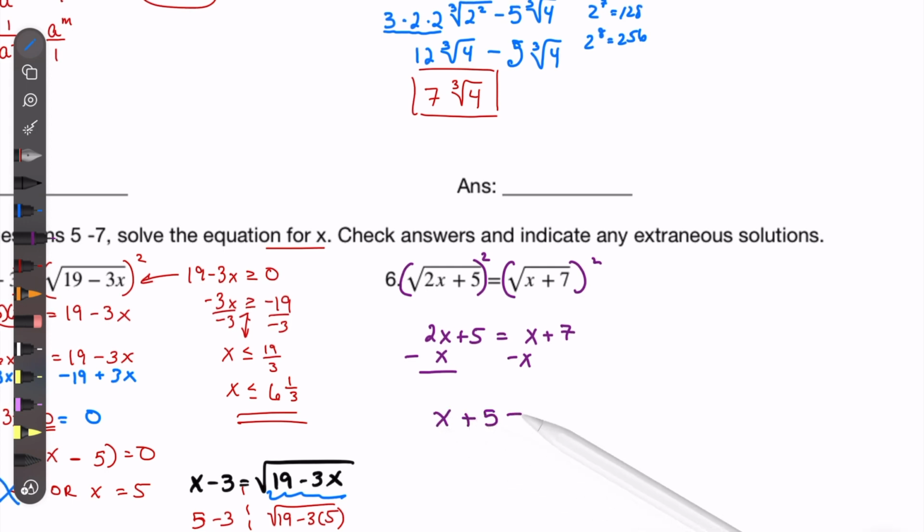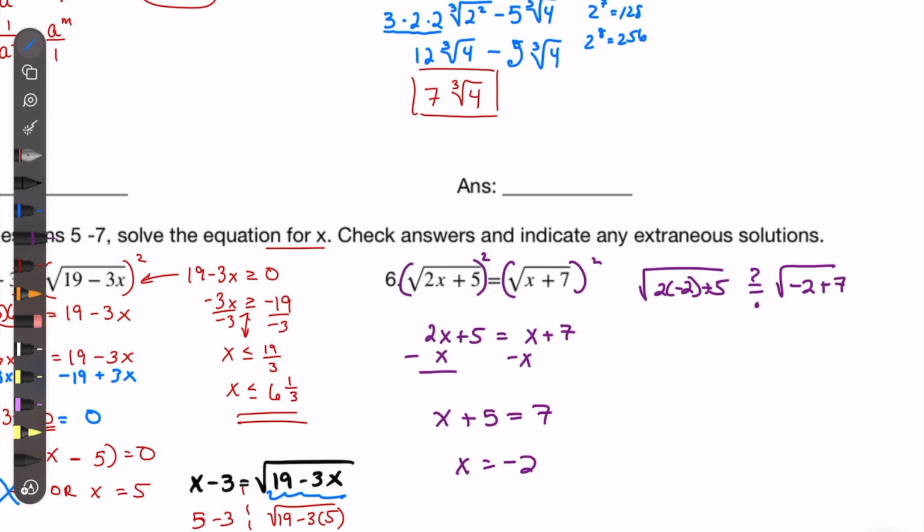Let's see, plus 5 equals 7, so x equals -2. Let's check to make sure that's not extraneous. It would be 2 times -2 plus 5. Does that equal -2 plus 7? So this would be what? -4 plus 5, which is the square root of 1, which is 1.